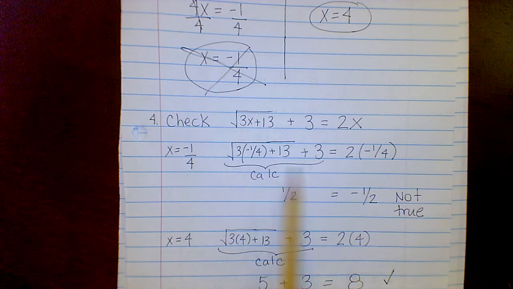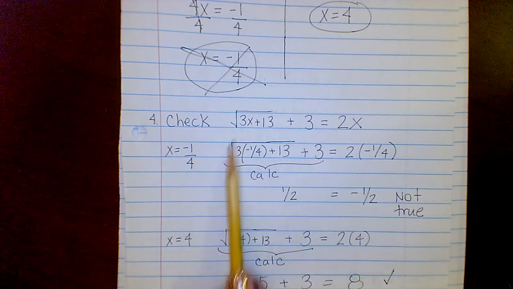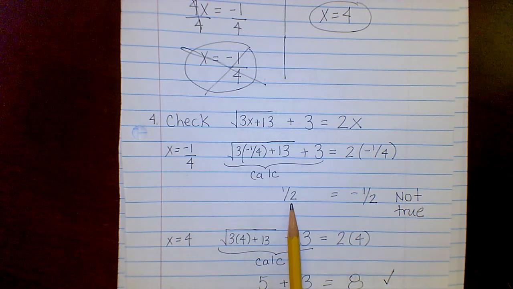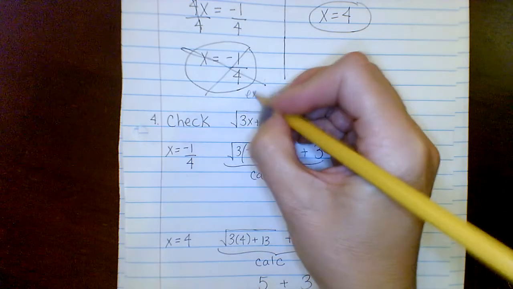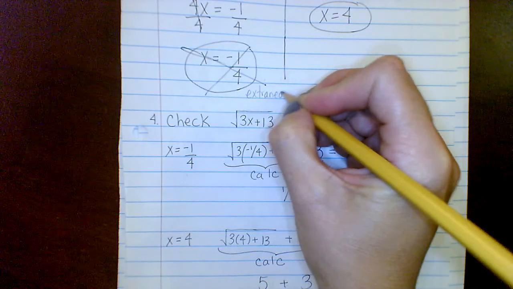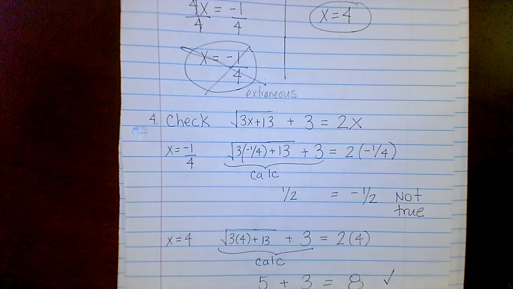Using the calculator, that whole left-hand side simplifies to be 1/2. This ends up being negative 1/2. So that's not true. That's an extraneous solution that showed up by squaring both sides. Those sometimes creep in there.